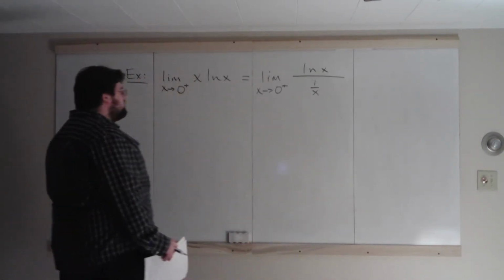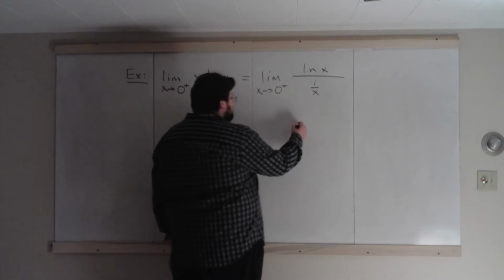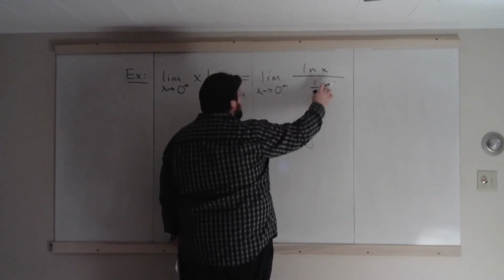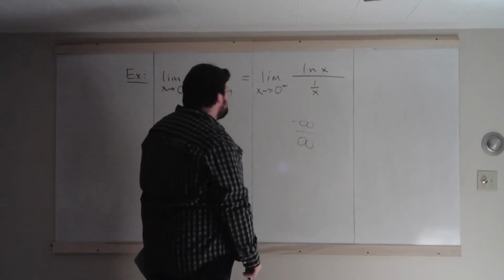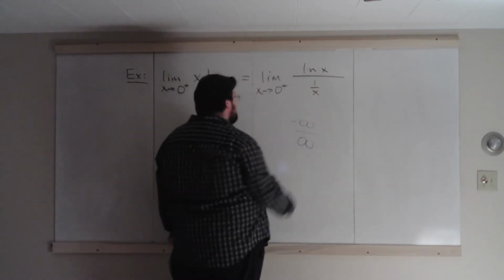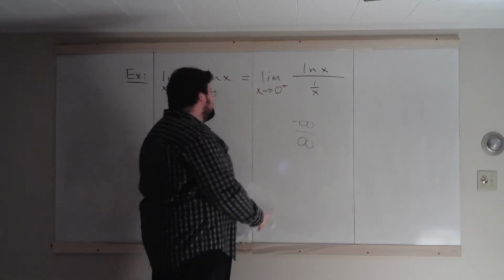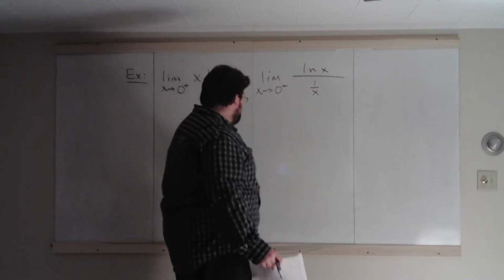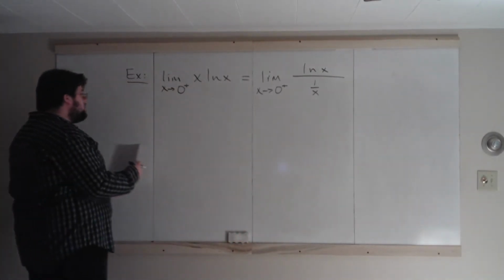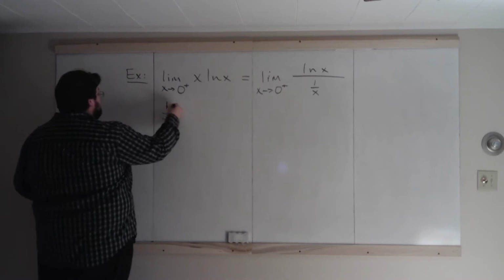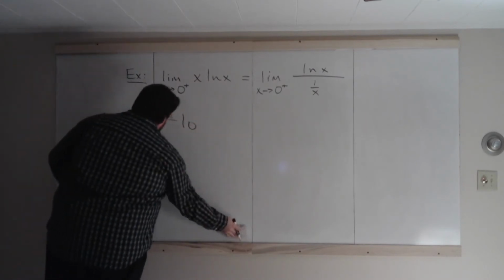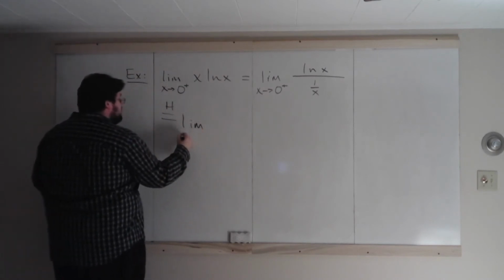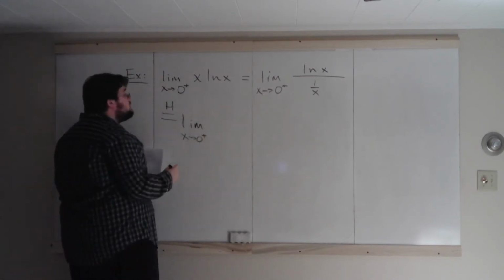What happens as x goes to 0 here? Well, as x goes to 0, we again get what we expect. We have a negative infinity on top and an infinity on the bottom. 1 divided by 0 behaves like an infinity on the right of 0. Now we have an infinity over infinity. Now we can apply L'Hopital's rule. So equals, by L'Hopital's rule, this limit as x goes to 0 from the right.